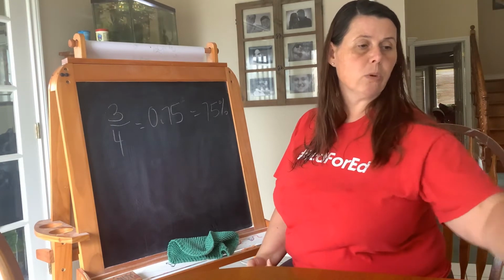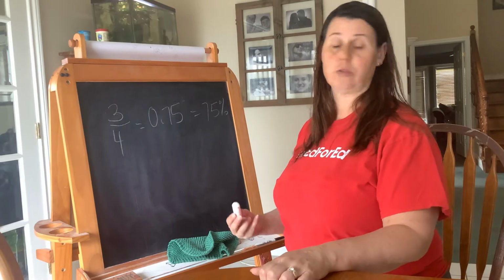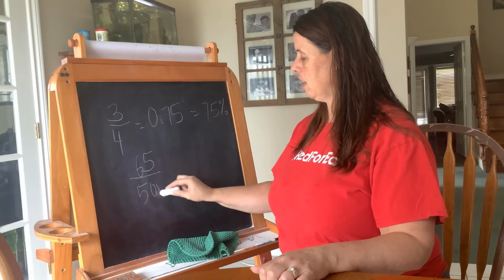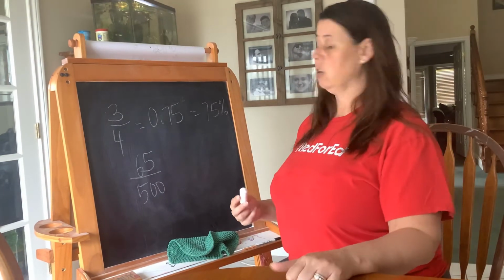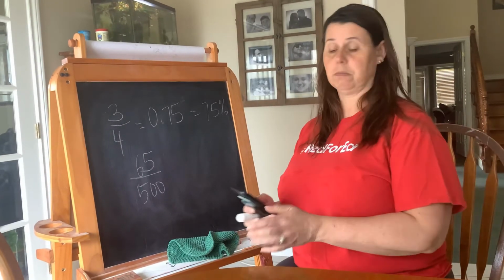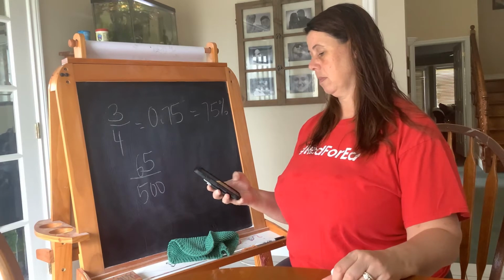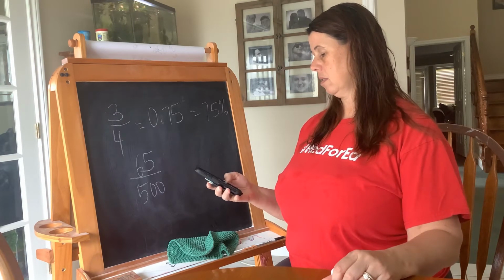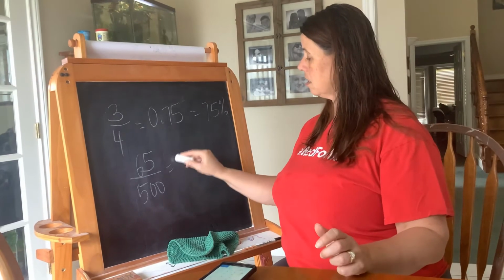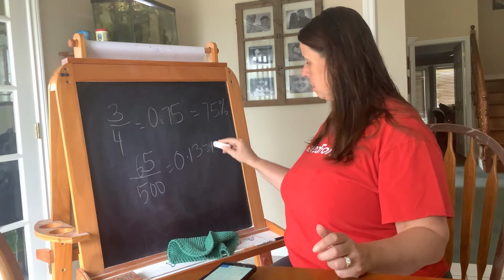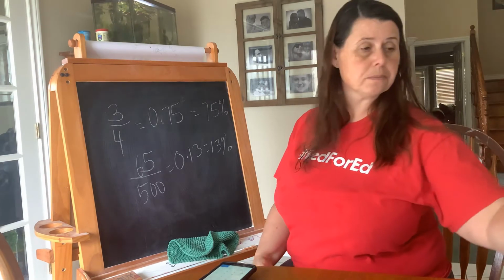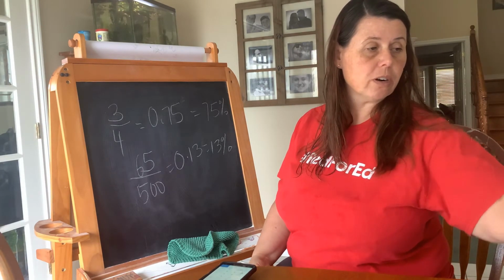I do one more with you. I'll do the last one because it's a toughie. 65 over 500. Woo, big numbers. Okay, 65 into 500. Let me get my calculator. So 65 divided by 500 is 0.13, which is 13%. Okay, that one's really easy. Just use your calculator. Okay, pause the video, go finish number 4.